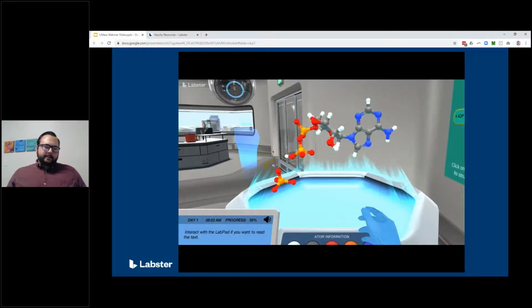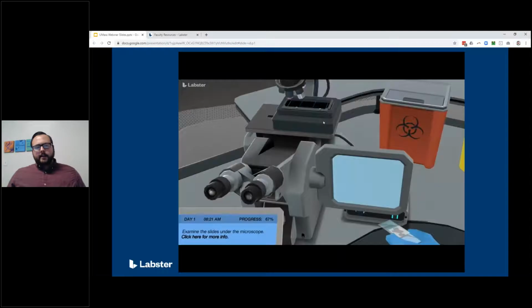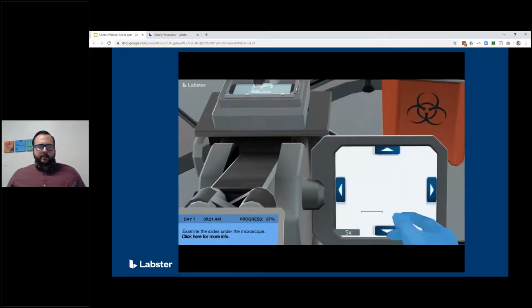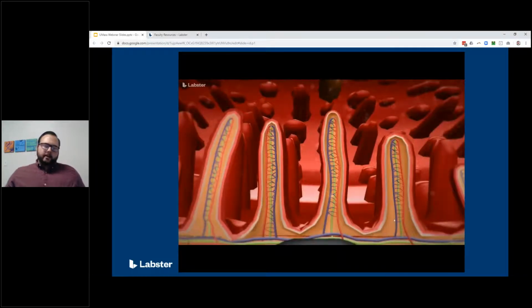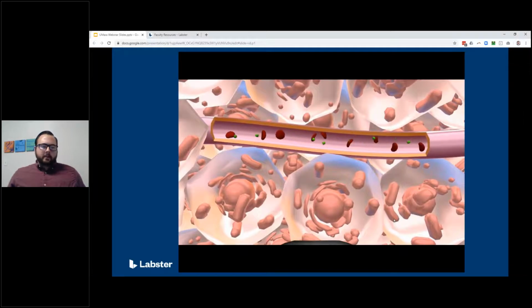And at the end, each simulation is fully graded and the platform can integrate directly into your learning management system. So that way grades pull over and it makes it easy for everyone all around.